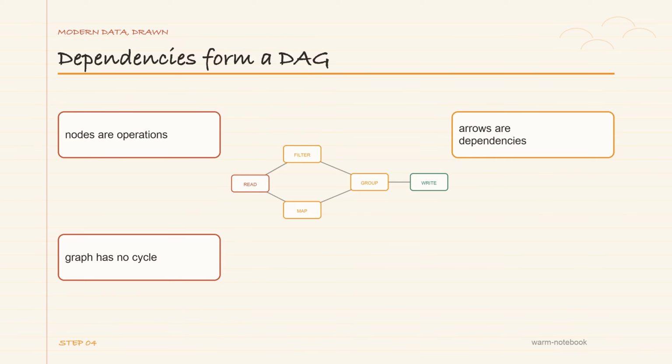Spark represents dataset dependencies as a directed acyclic graph. The graph shows which earlier work each later result requires and prevents a circular execution plan. This is the part that usually makes the whole concept click. Nodes are operations, then arrows are dependencies, then graph has no cycle.